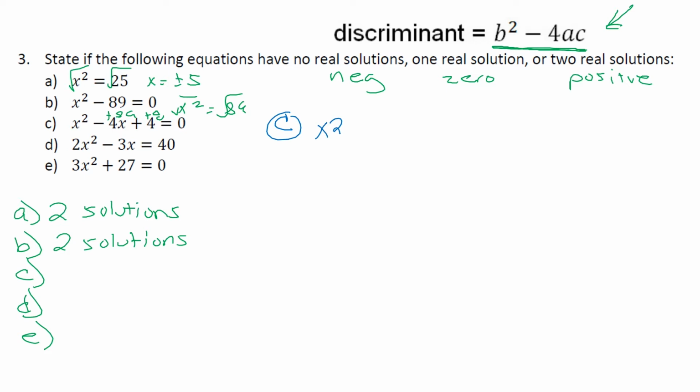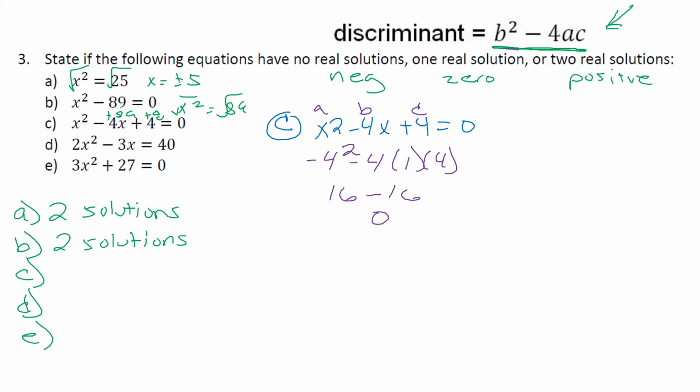x squared minus 4x plus 4 equals 0. So let's label it. A is 1, B is negative 4, C is 4. And just plug it in. That would be negative 4 squared minus 4 times 1 times 4. Plugging it into my discriminant. So 4 squared is 16, and 4 times 1 times 4 is 16. So I get 0, which would give me 1 real solution.